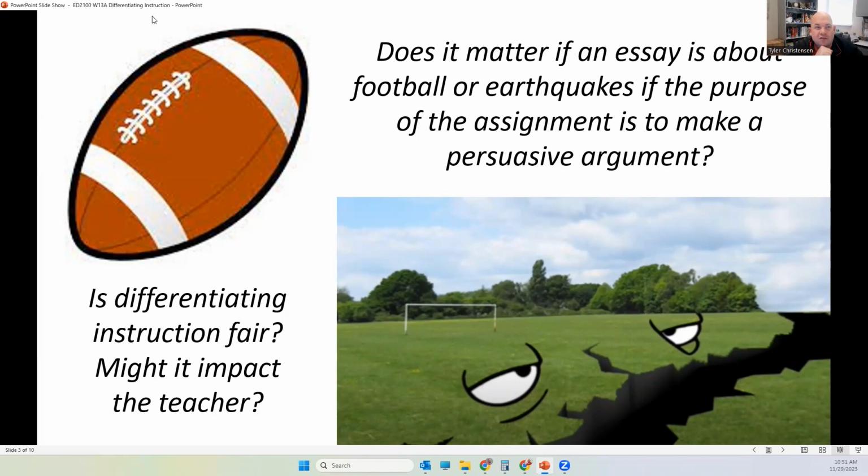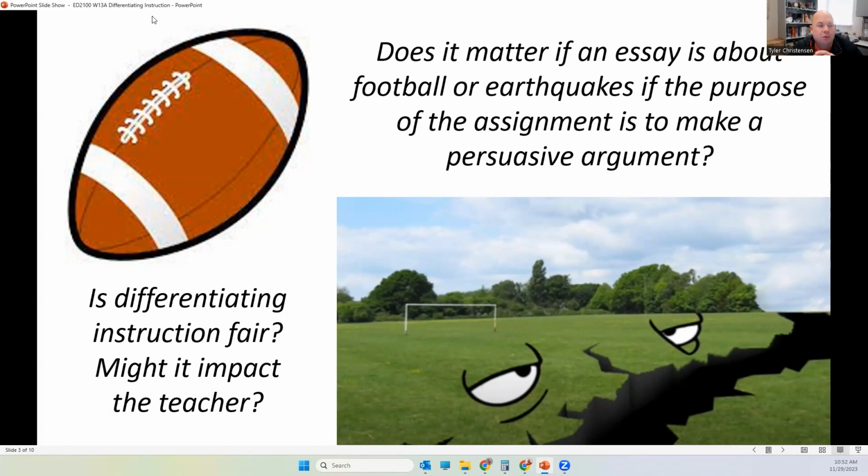And so I want you to look at this question. Does it matter if an essay is about football or earthquakes if the purpose of the assignment is simply to make a persuasive argument? Well, on the surface, it seems like a no-brainer. If the goal is a persuasive argument, why not let them write about football? But if we're trying to be fair, why not let every student write about something that interests them? That seems like it makes a lot of sense, and that would be a good thing to do, because now we have student choice, which is a tenet of UDL and differentiated instruction, and the engagement should go up, motivation should go up if you let students write about whatever they want.